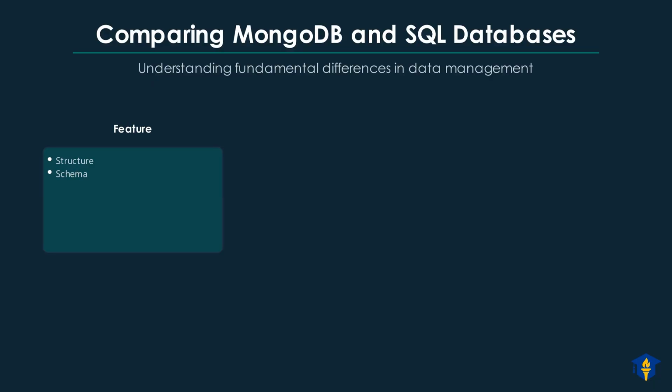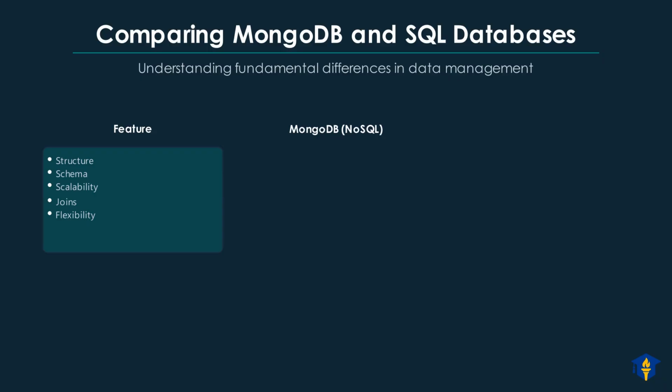Next, we will examine how each database handles its schema. Then, we will look at their respective approaches to scalability. Following that, we will discuss how they manage relationships or joins. Lastly, we will compare their overall flexibility in data modeling.